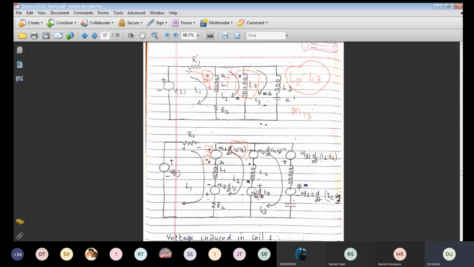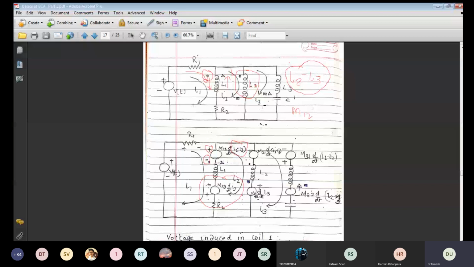You can see that here the I1 current in this first loop is at the dot at the entering point because current enters at the dot. Here also current enters at the dot. Both are the same position. That means upper is plus, here is negative.